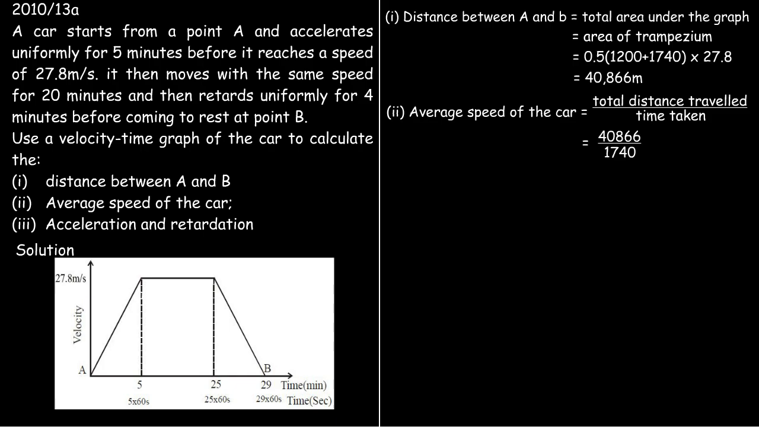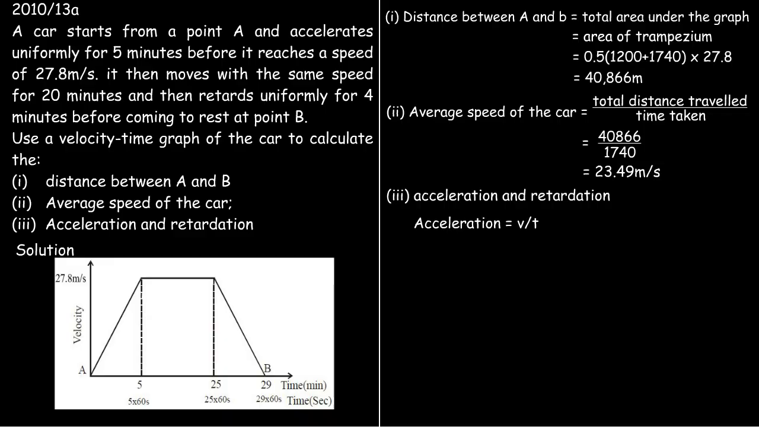So this will be equal to 40,866 divided by 1740, which is equal to 23.49 meters per second. Now for the final part of our question, the acceleration and retardation.